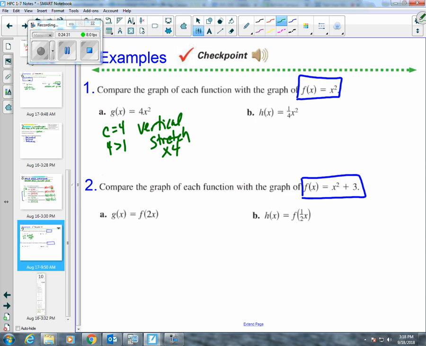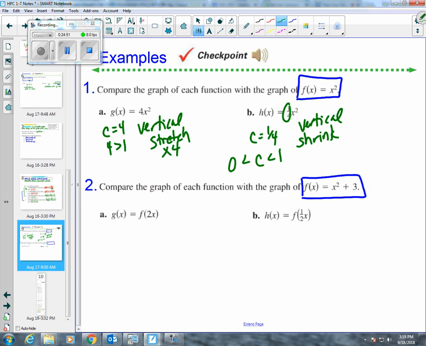So it's stretched out vertically 4 times as much as what it was before. Take a look at letter B then, h of x. The number out front is a 1/4. Well, what happens to that graph? That is less than 1, greater than 0. That means that this is going to be a vertical shrink, or sometimes people say compression. It's going to shrink vertically. It's going to be wider. It's going to be flatter.